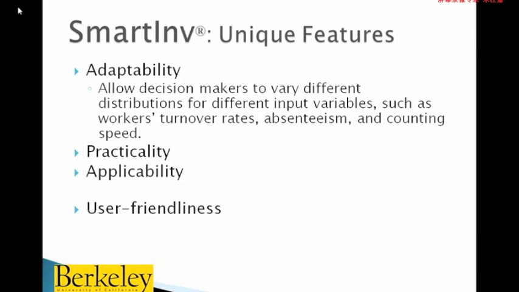Adaptability: it allows decision makers to vary different distributions for different input variables, such as daily inventory level, workers' turnover rate, absentee rate, and counting speed. Practicality: SmartInv takes into account uncertainties in daily inventory levels, also differentiating between weekday and weekend situations, and it factors in uncertainties of workers' productivity level, turnover rates, and so on.